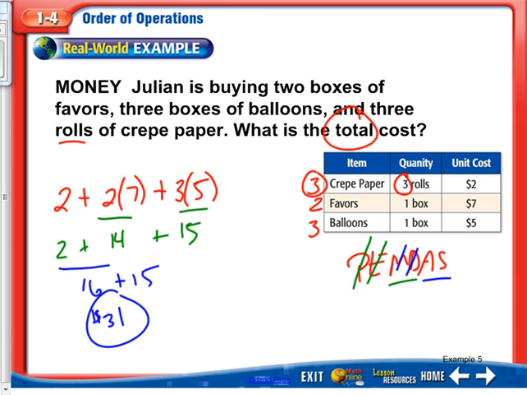And don't forget your units, it's $31. It says what is the total cost. So $31 total for 3 boxes of balloons, 2 boxes of favors, and 3 rolls of crepe paper. Okay?